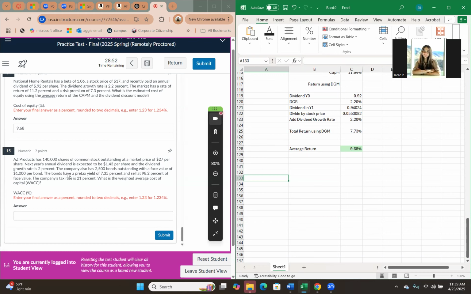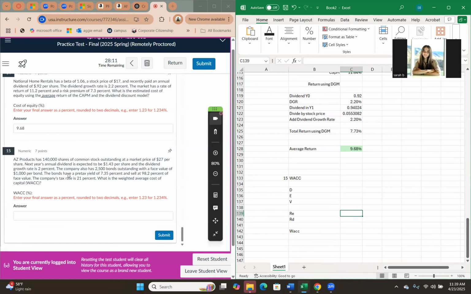Okay. So 15, we're trying to find the WACC. So what we want to find is the debt, the equity, the total value. So let's see. Let's find the return on equity first. So we want to find the return on equity, the return on debt, and then using those we can find the WACC if we have all of these first. So let's start with the return on equity.